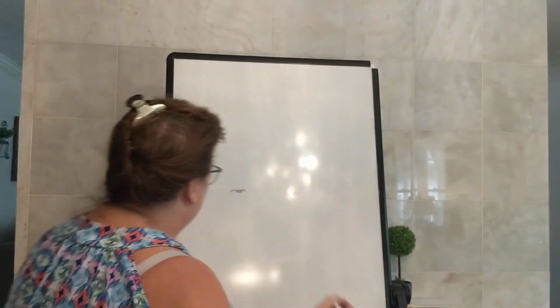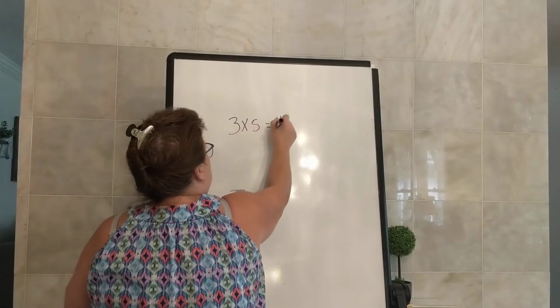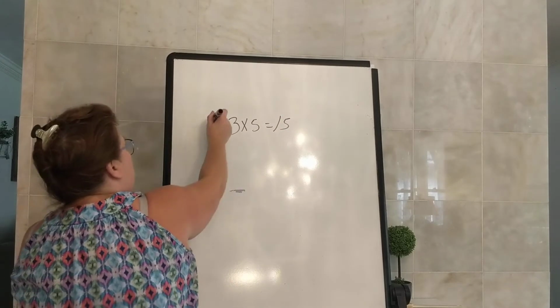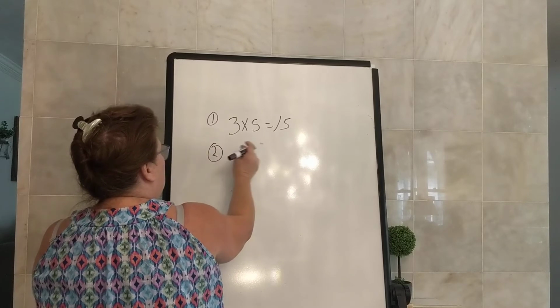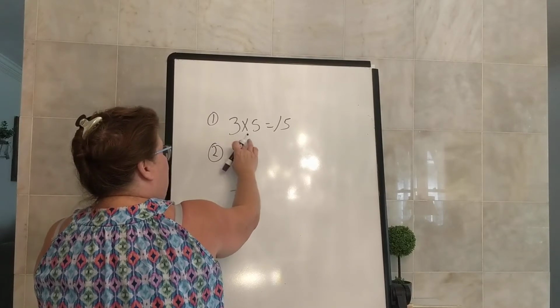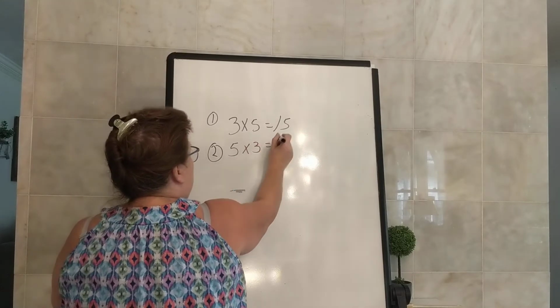All right, so number 4, we're showing this fact 4 ways. 3 times 5 equals 15. So that's one way that we have shown the fact. Our second way is to just write our factors, change the order of our factors. 5 times 3 equals 15.